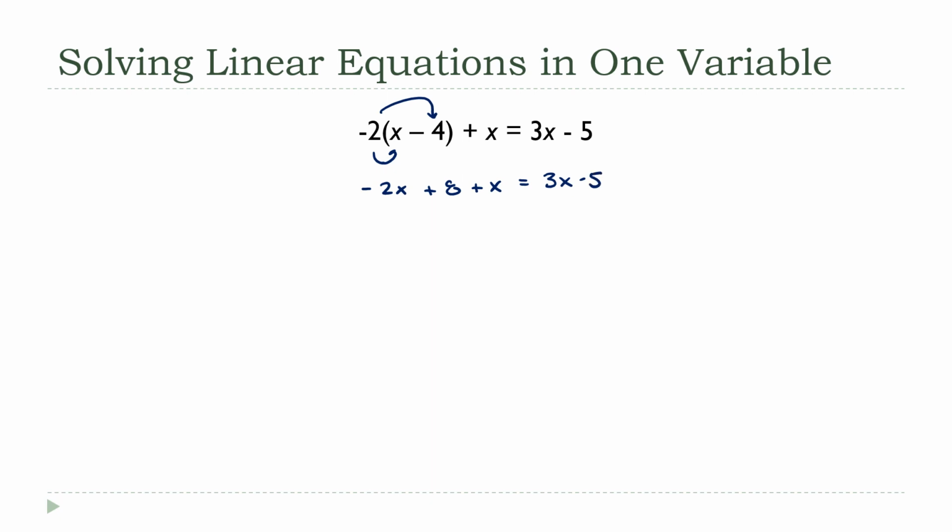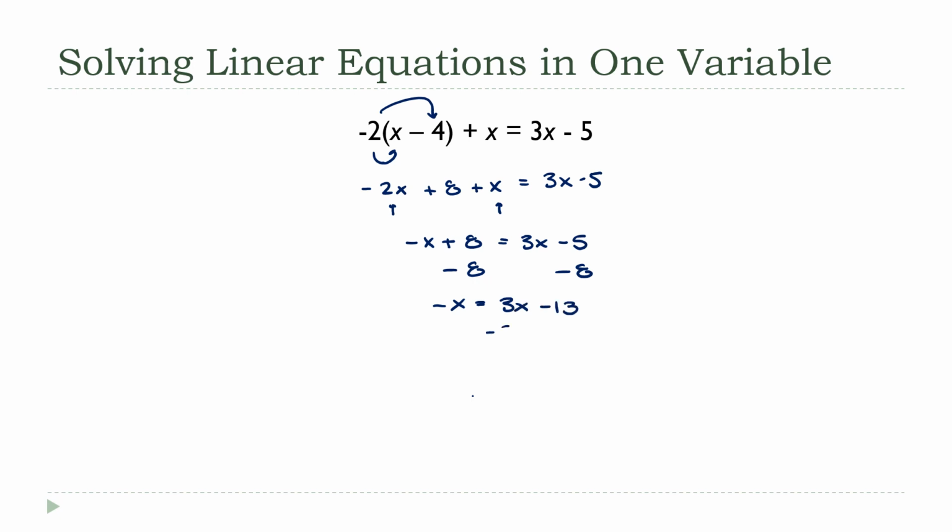Good. Now, this time we also have some like terms. This -2x and this x can be combined together. They become -x plus 8 equals 3x minus 5. Now it's looking a lot like the last one did. Now I'm going to do the numbers. So I'll subtract 8 from both sides. We get -x equals 3x minus 13.